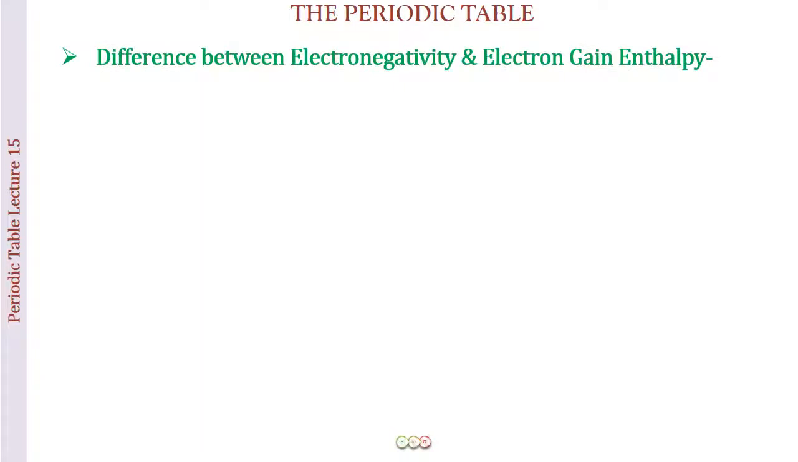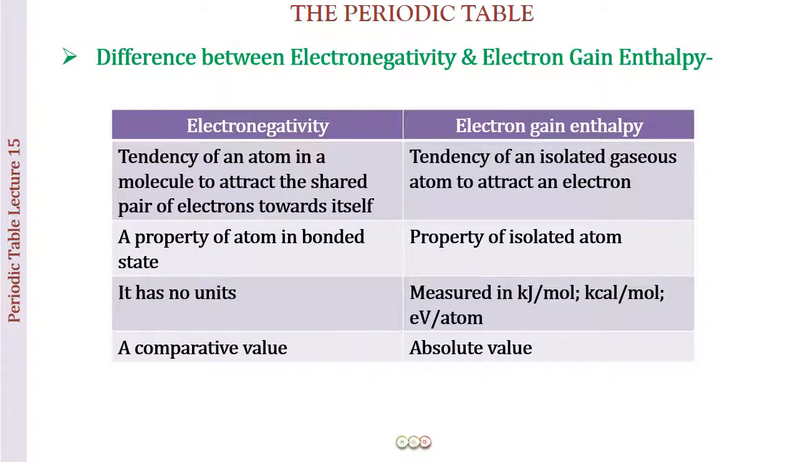So now let us understand what is the difference between electronegativity and electron gain enthalpy, because basically both of them are a tendency of an element to attract electrons. So the difference is that electronegativity is the tendency of an atom in a molecule to attract the shared pair of electrons towards itself, while electron gain enthalpy is the tendency of an isolated gaseous atom to attract an electron.